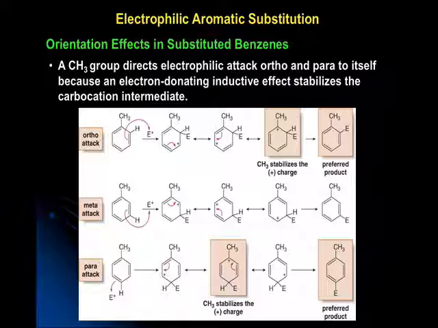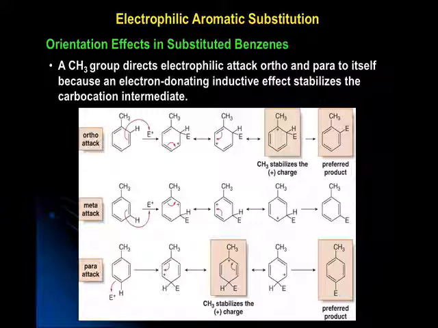So does that favor ortho substitution or disfavor it? Favors it. If we look at meta, if I put the electrophile in the meta position, notice I can never put that carbocation and make it tertiary. So is that going to stabilize or destabilize it? Destabilize it, right? Likewise, if I do the para attack, I can get to that same stabilized carbocation intermediate, okay?